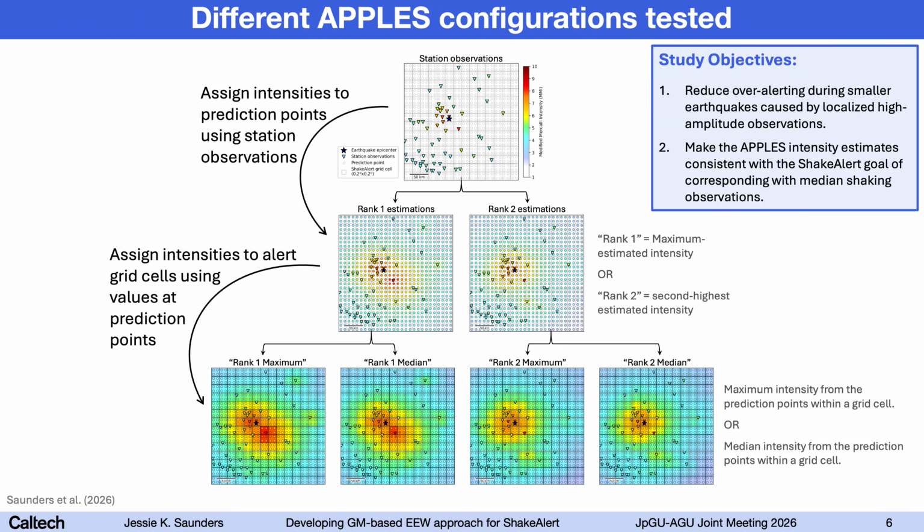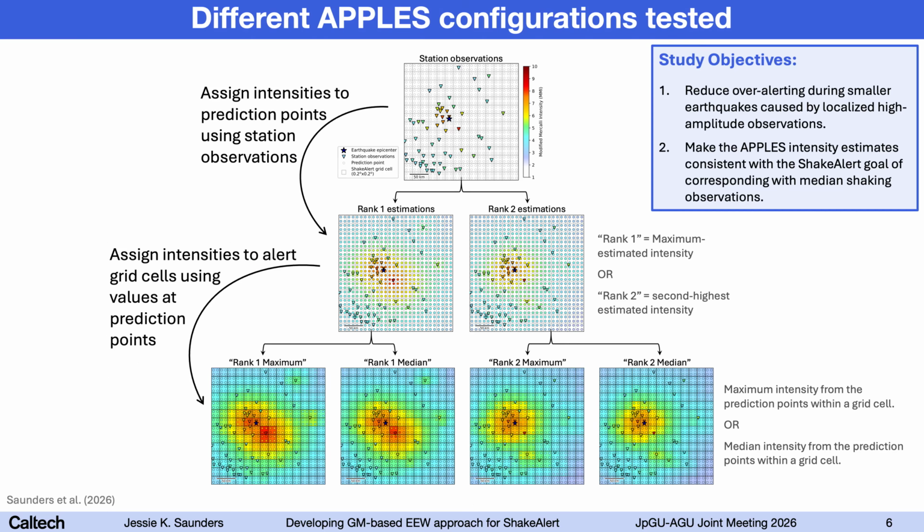We investigate two main configuration changes in this work, and these changes are shown in the example schematic. The first option is in the step where we assign intensities to the prediction points. We look at rank 1, which corresponds to the maximum observations from the stations, or rank 2, which uses the second highest station observation.